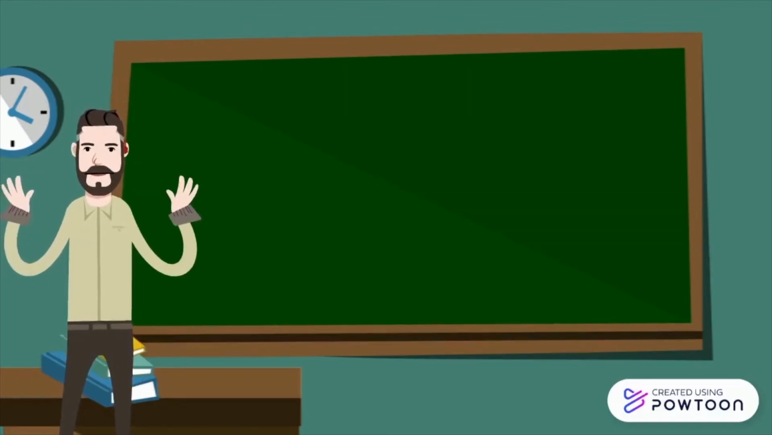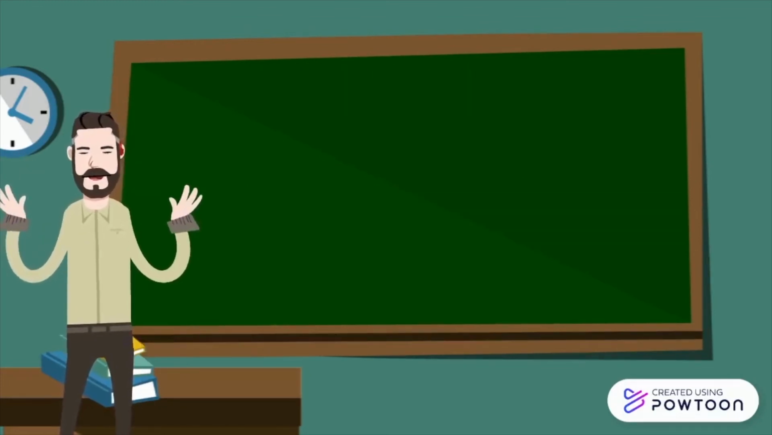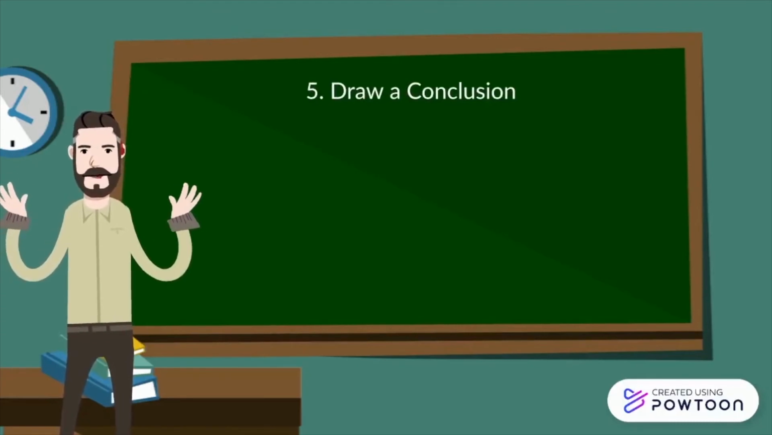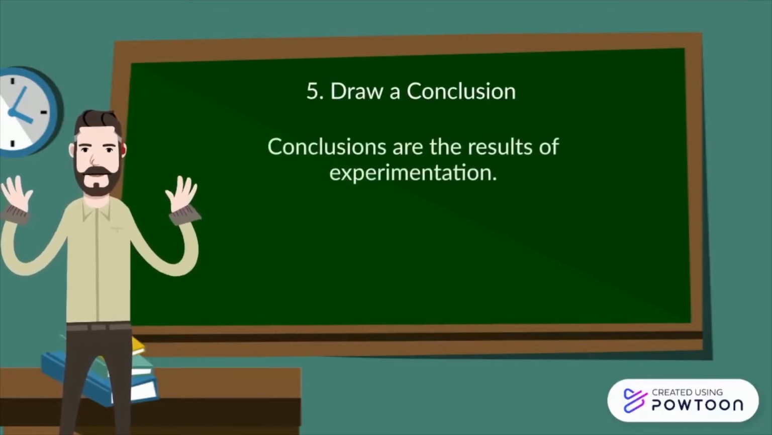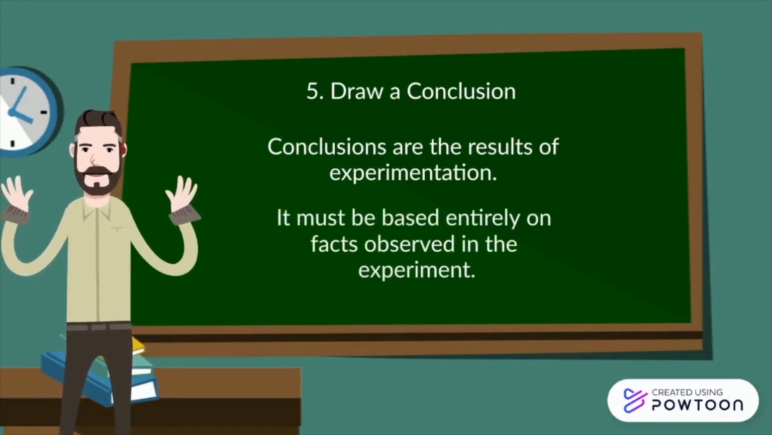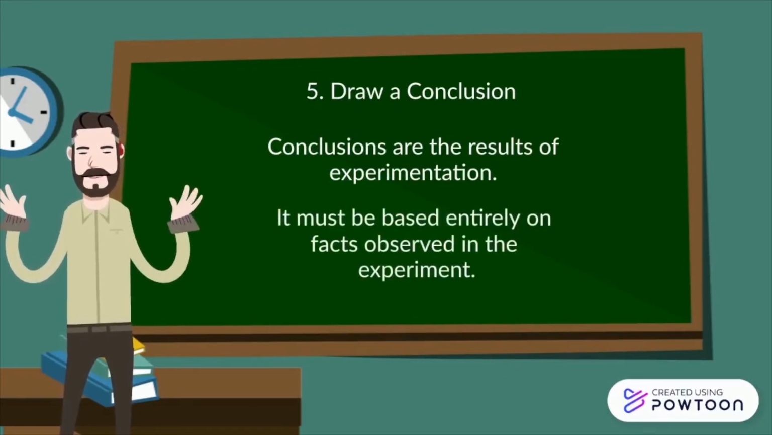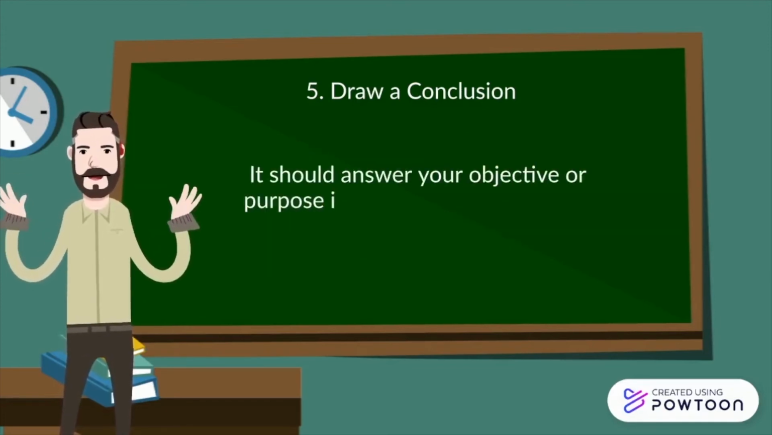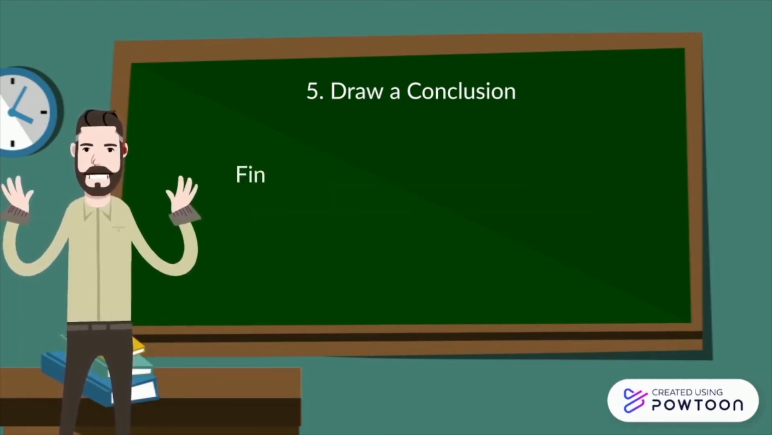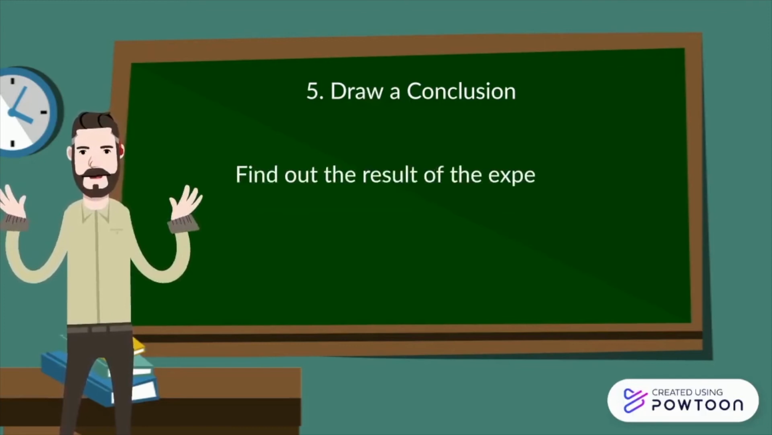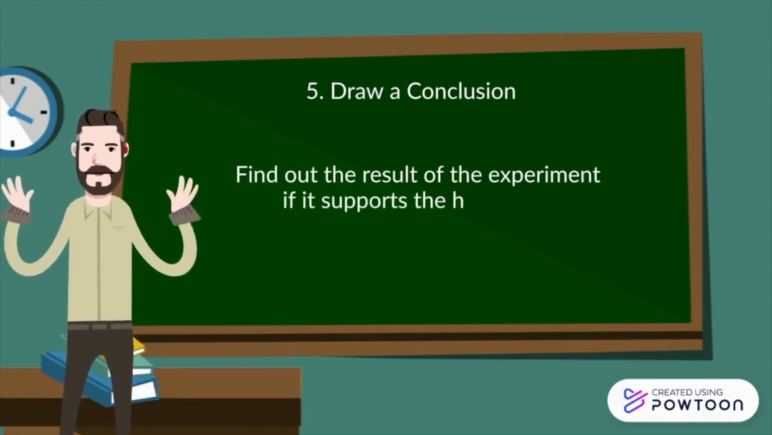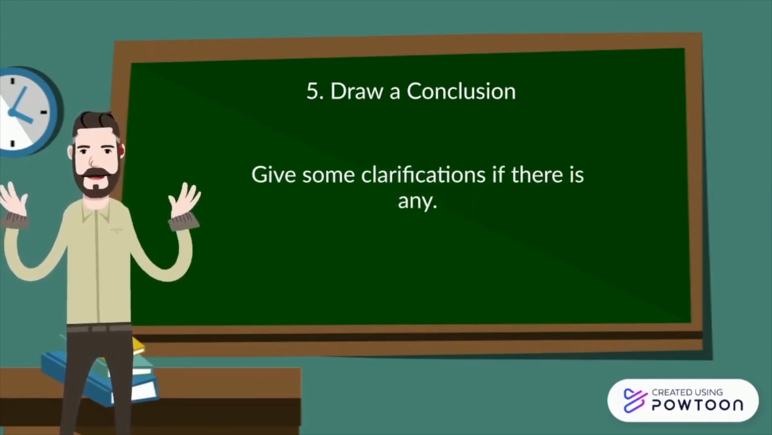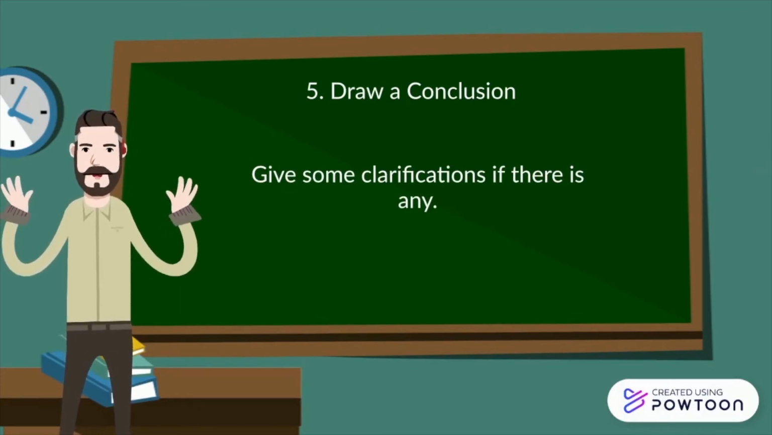And next in the scientific method, we have to draw a conclusion. Conclusions are the result of experimentation. It must be based entirely on facts observed in the experiment. It should answer your objective or purpose in conducting the experiment. To state the conclusion, find out the result of the experiment. If it supports the hypothesis, give some clarifications if there are any.